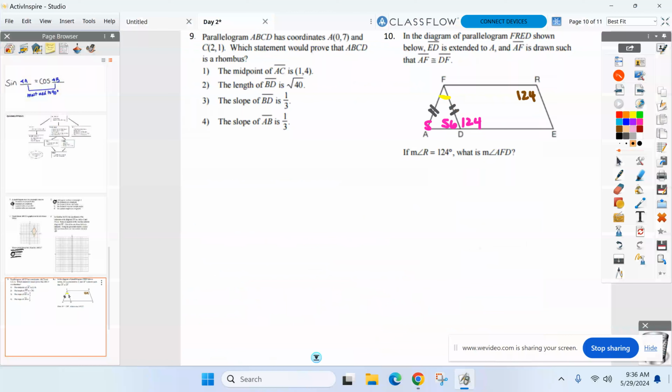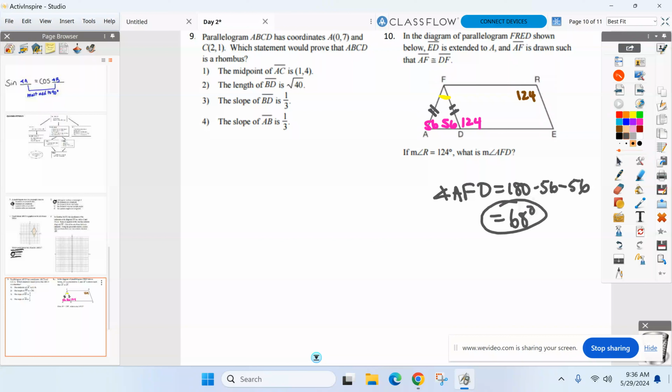Yep. Now we're doing isosceles triangles. Angles across from the congruent sides are congruent, and now I'll take it from here. I'm hoping everyone can find AFD now. 180 minus the two 56s. 68. Questions, comments, any concerns? Looks good.